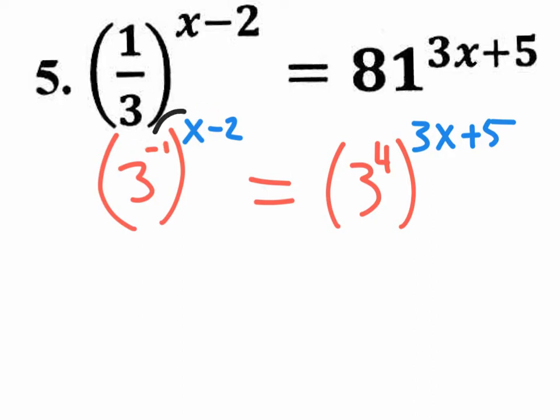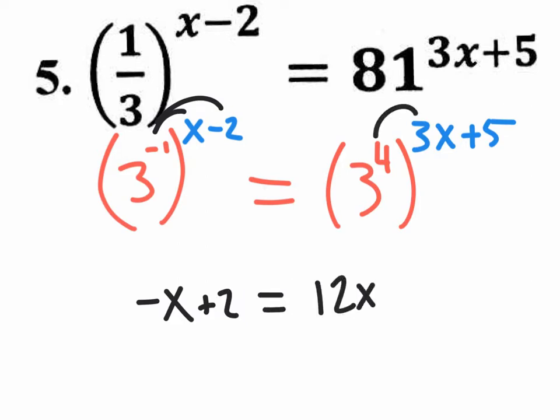So negative 1 times x is negative x. Negative 1 times negative 2 is positive 2. Bring down the equal sign. And over here, 4 times 3 is 12x, and 4 times 5 is 20.